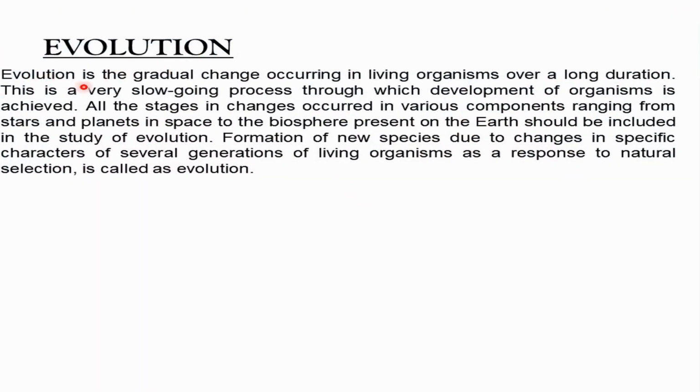The next part is evolution. Evolution is a gradual change occurring in living organisms over a duration. This is a very slow ongoing process through which development of organisms is achieved. For example, the frog. A frog can live in water as well as on land. That was a type of evolution done by nature onto the frog. So this is a type of evolution.